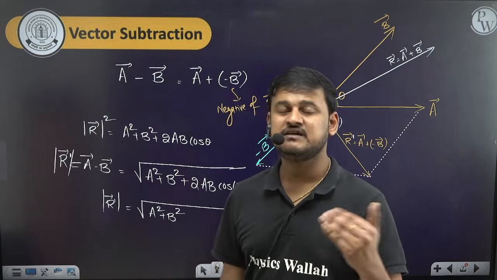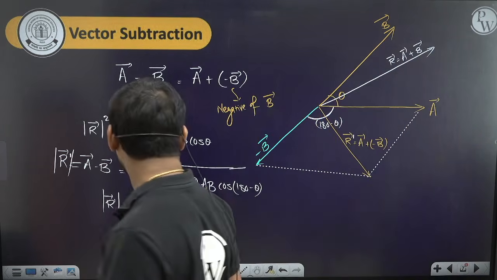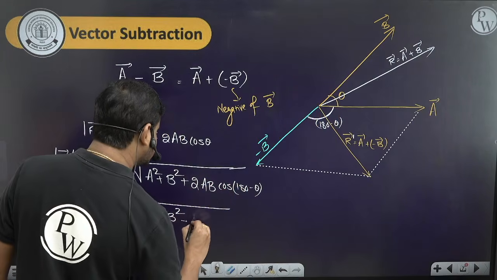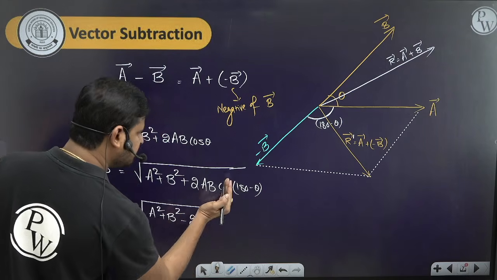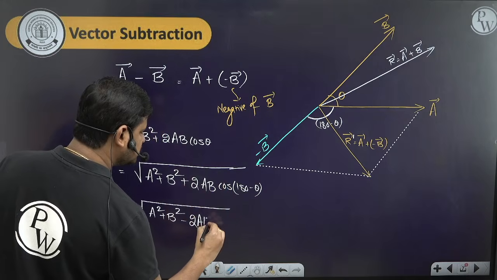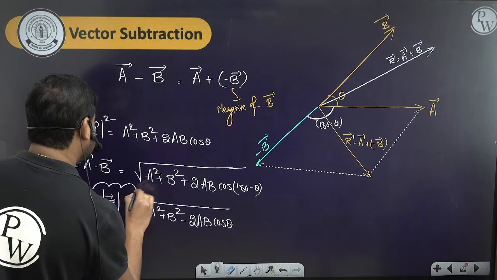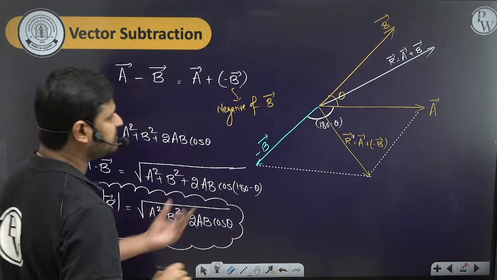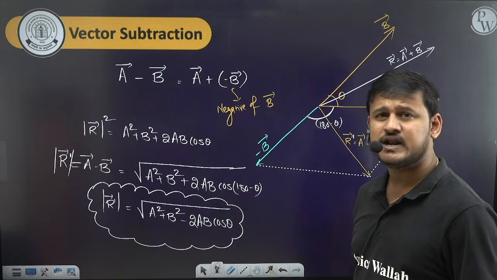So first, 180 minus theta lies in the second quadrant. In the second quadrant cos is negative, yes or no? So cos is negative, and for 180 cos remains as cos. So that's why it's minus cos theta. So minus I am bringing multiplying with this. So therefore minus 2ab cos theta, that's it. So then simply the resultant of the subtraction is just replace the theta with 180 minus theta.